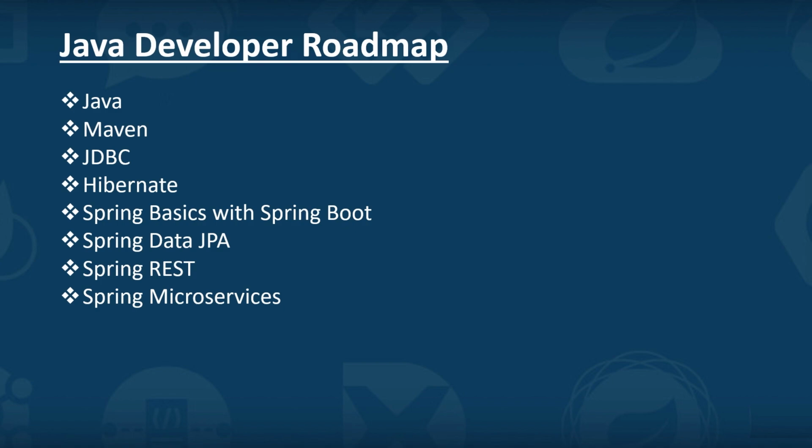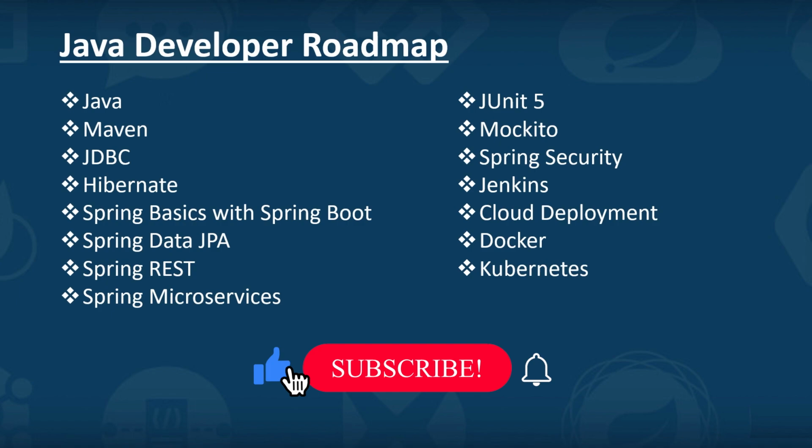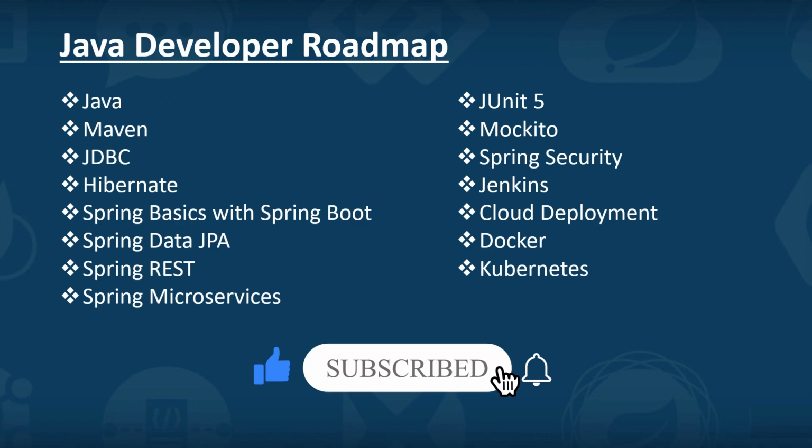I mean, these are the most common things we see. Besides this, many times there are requirements like JUnit 5. So obviously you need to test your code. Now you don't need to be completely perfect in this, but if you know JUnit 5, it's well and good. Then Mockito is also there. Spring Security is also there. Jenkins is there. Cloud deployment is there for Spring Boot. Then Docker is also there. Kubernetes is also there. And believe me, we are going to cover even those things also.